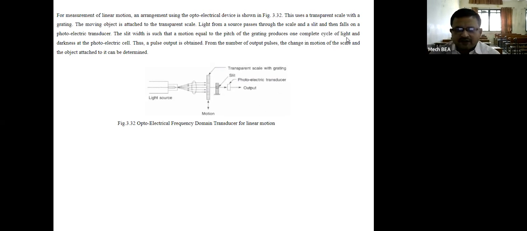The slit width is such that a motion equal to the pitch of the line grating produces one complete cycle of light and darkness at the photoelectric cell. Thus, a pulse output is obtained. From the number of output pulses, the change in motion of the scale and the object attached to it can be determined.